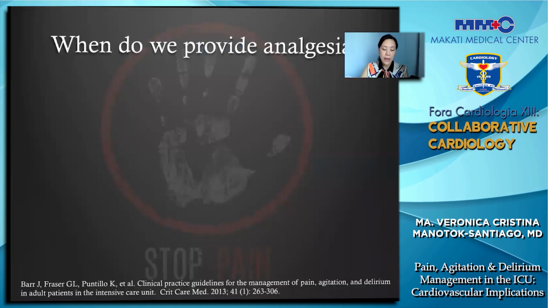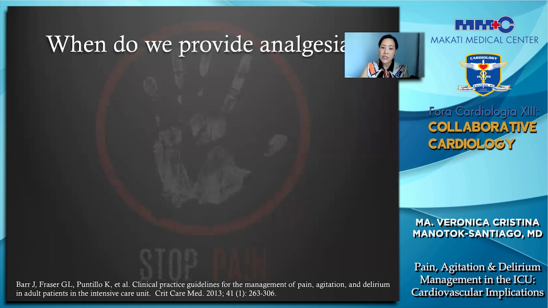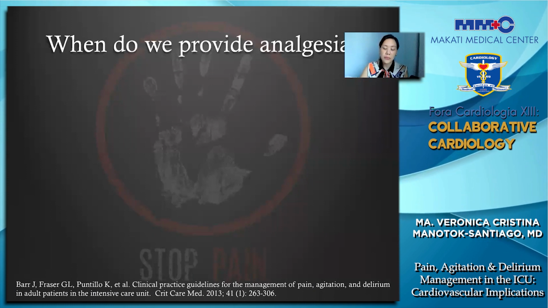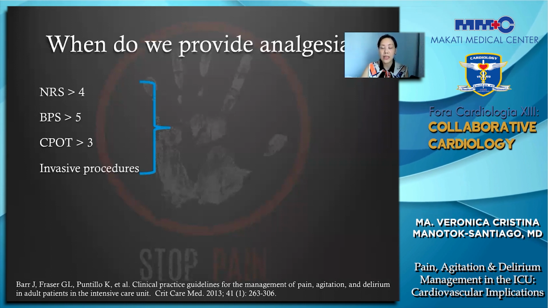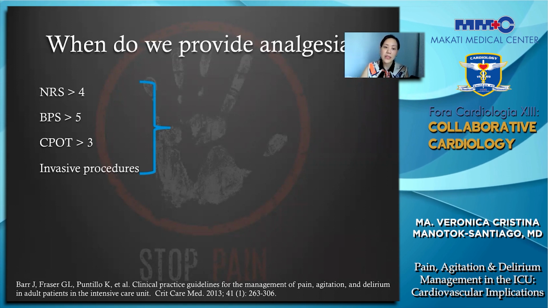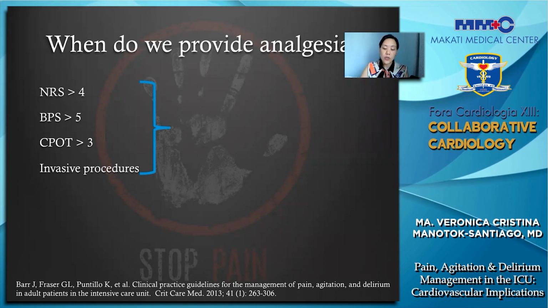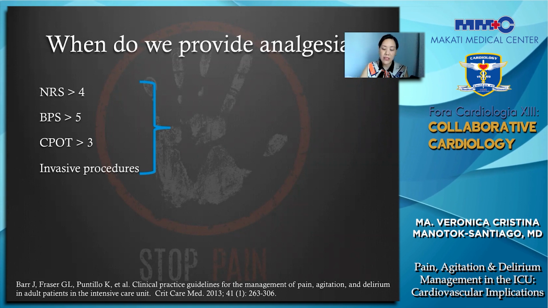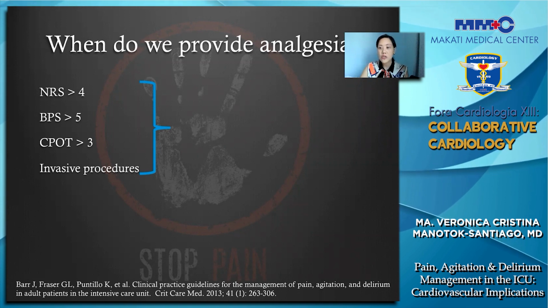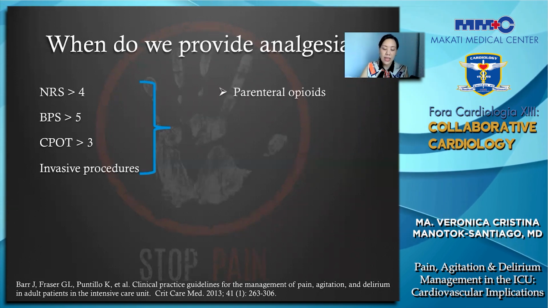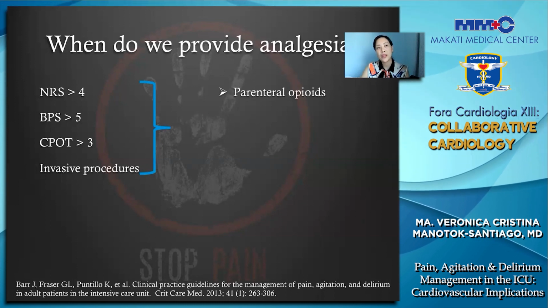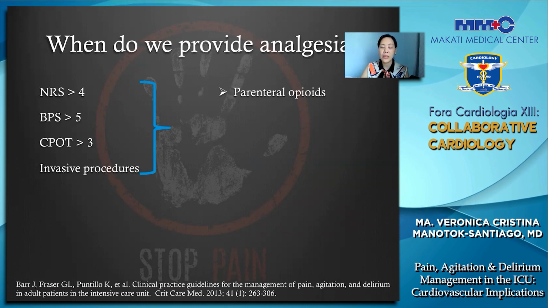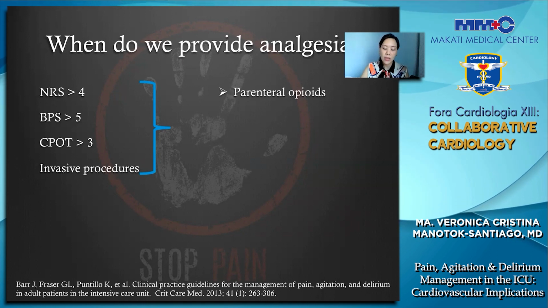According to the ICU PAD, pain medications should only be routinely administered in the presence of significant pain. That would equate to an NRS score of more than 4, a BPS score of more than 5, or a CPOT score of more than 3, and also prior to performing painful invasive procedures. So what agents do we use? First-line agents would be parenteral opioids. In our institution, what we usually use would be fentanyl and morphine.